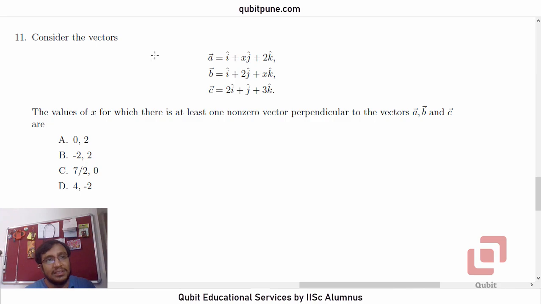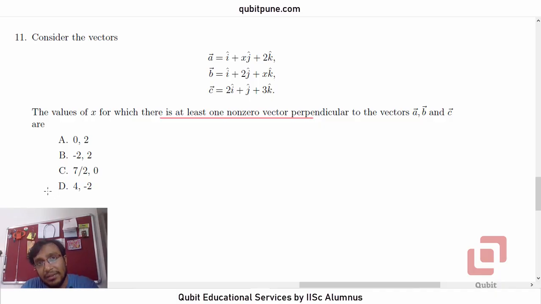Question 11. Consider the vectors A bar equal to i cap plus x j cap plus 2k cap, B bar equal to i cap plus 2j cap plus x k cap, C bar equal to 2i cap plus j cap plus 3k cap. The values of x for which there is at least one non-zero vector perpendicular to the vectors A bar, B bar and C bar are 0, 2; negative 2, 2; 7 by 2, 0; 4, negative 2.